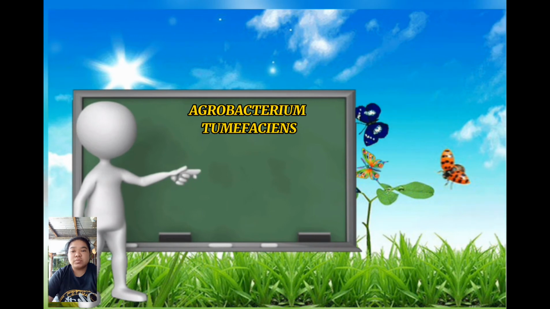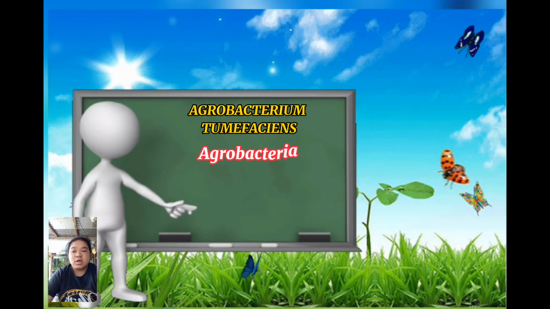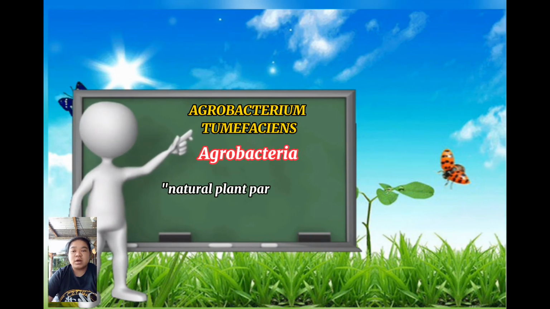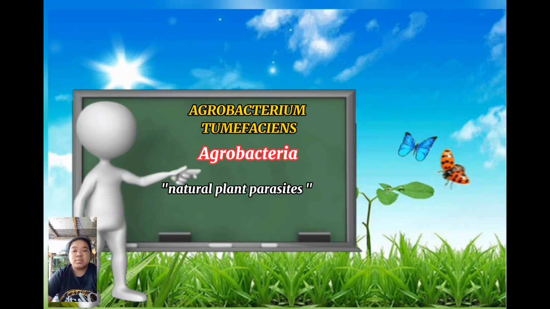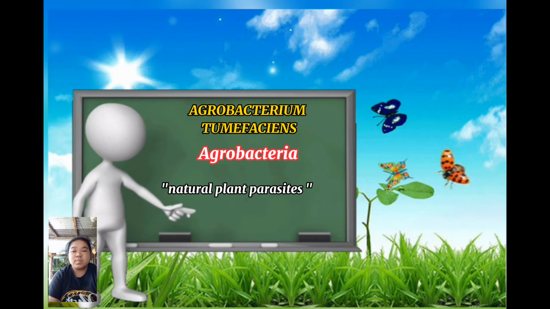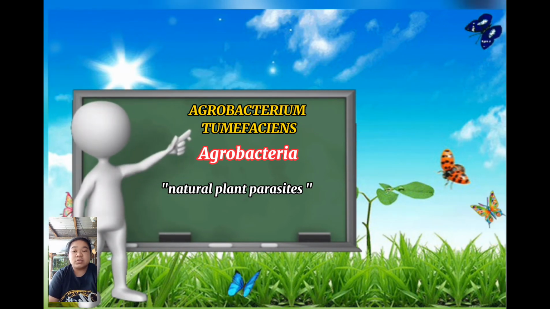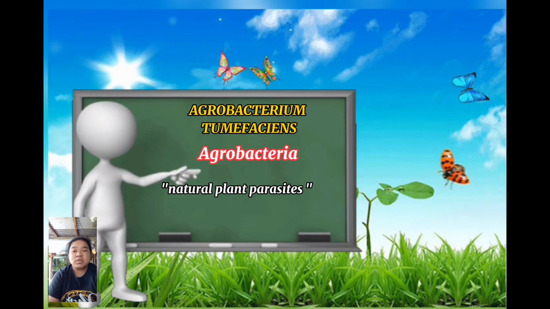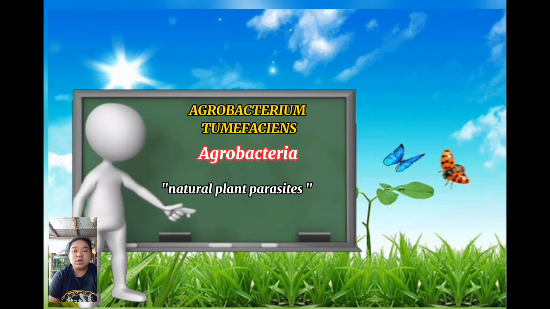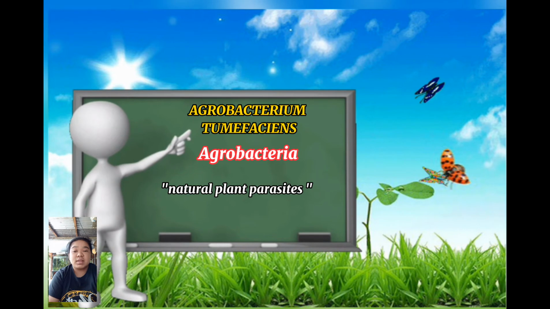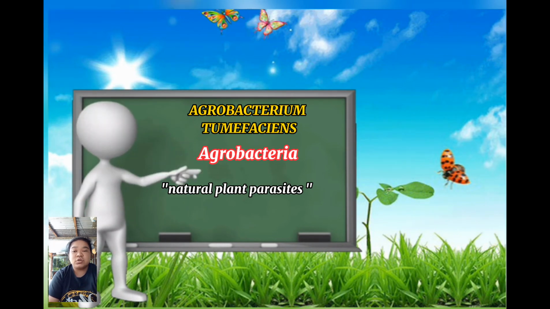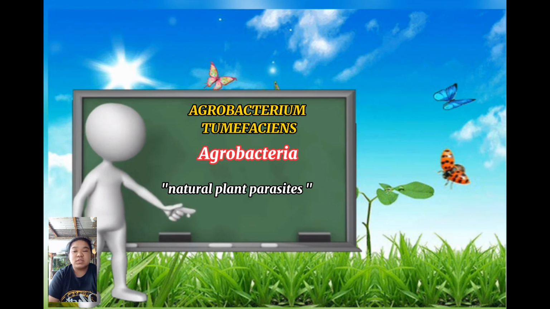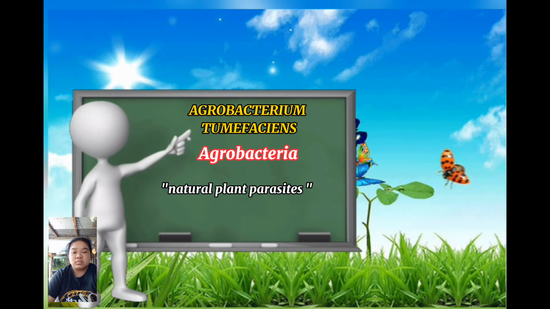The Agrobacterium tumefaciens. Agrobacteria are natural plant parasites, and their natural ability to transfer genes provides another engineering method. To create a suitable environment for themselves, these agrobacteria insert their genes into plant hosts, resulting in a proliferation of modified plant cells near the soil level.